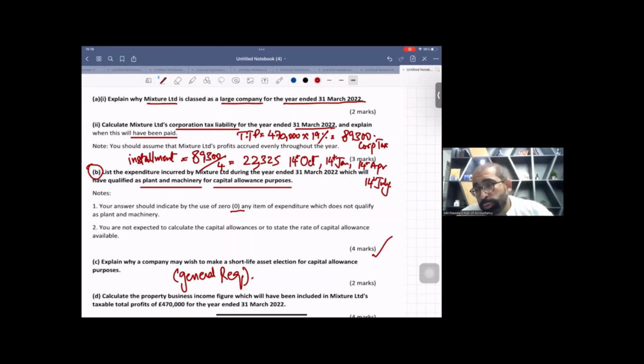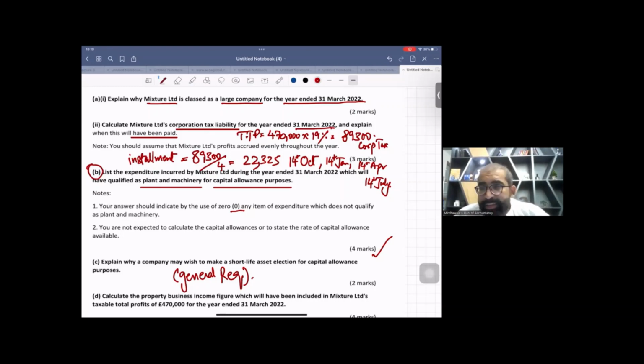But yes, one thing is for sure. This is the new thing I'm telling you. Let me ask one special quiz. Can anybody tell me, short life assets belong to which family, main pool or special rate pool? Write in the chat box. Very good. Main pool. Short life asset is related to the main pool family.